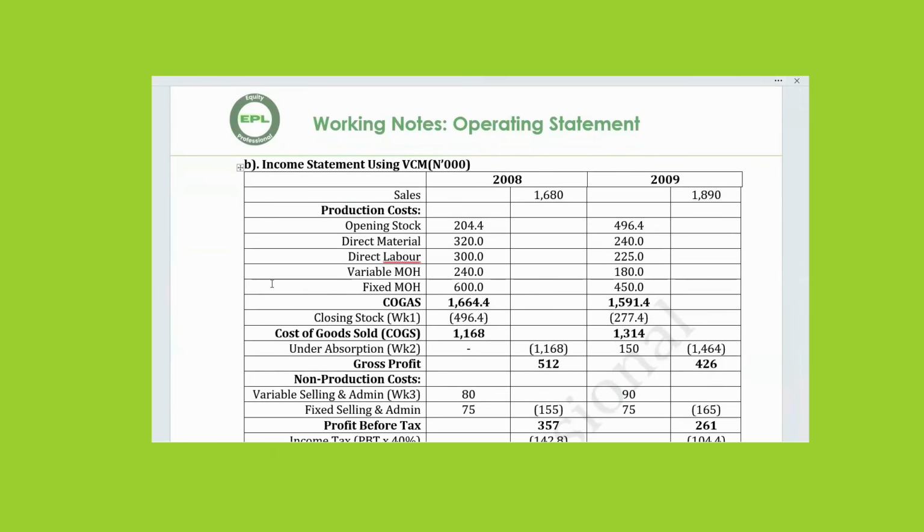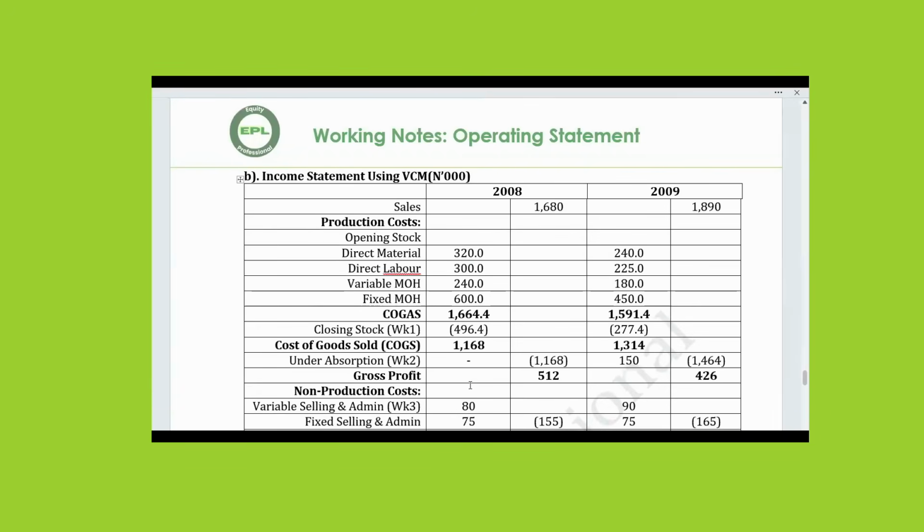So it's not the same thing, but some of the figures are the same here. Under the variable costing method, our sales value will remain the same. Our opening stock will change. We can't have the same opening stock again. So we need to go and do calculation for our opening stock.